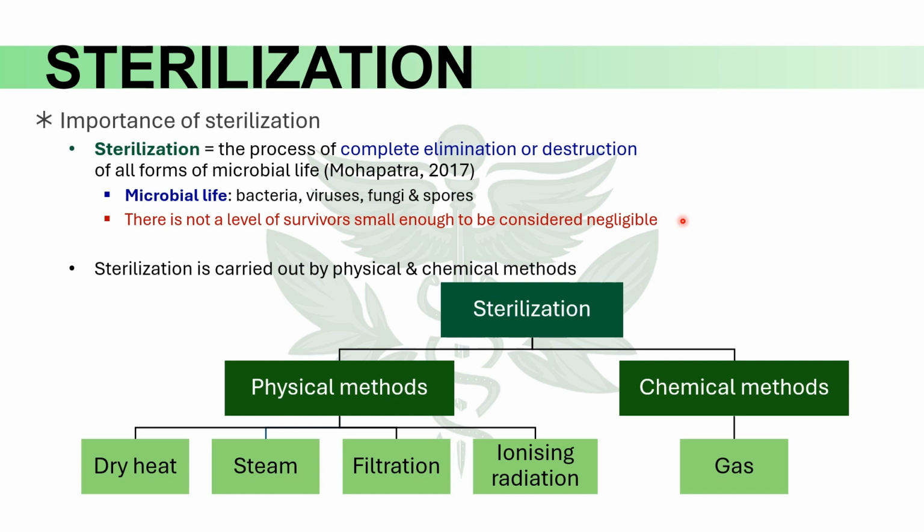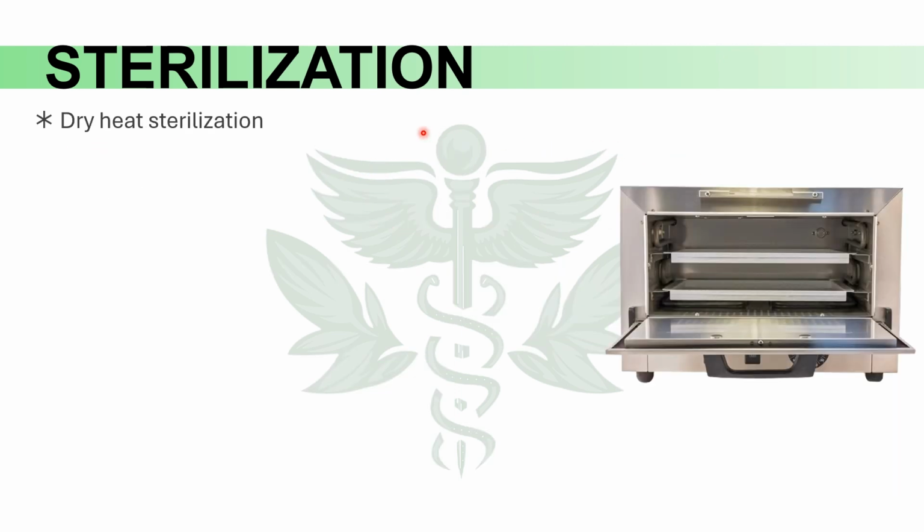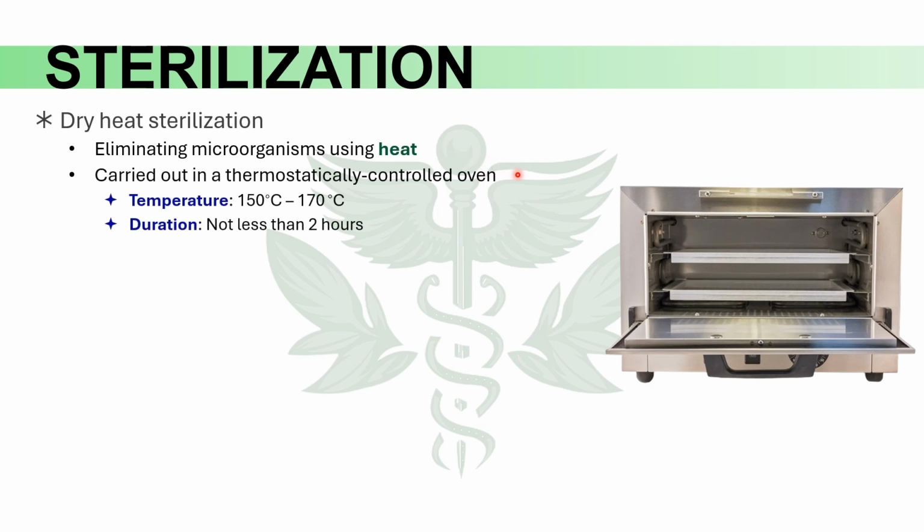In general, we can categorize sterilization techniques into physical methods and chemical methods. Before we begin talking about the first type of sterilization technique, I need you to know that there are actually 2 methods which implement heat: dry heat and moist heat sterilization. Beginning with dry heat sterilization, it eliminates microorganisms using heat. It is carried out in a thermostatically controlled oven over temperatures ranging between 150 to 170 degrees Celsius and for a duration not less than 2 hours.